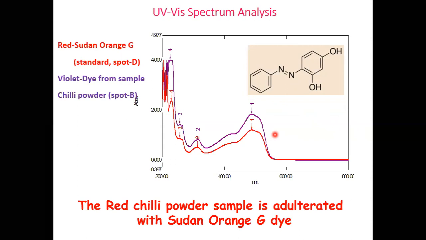In this way, we can use thin layer chromatography for the purification of the sample, to check the reaction conditions and to check the adulteration.